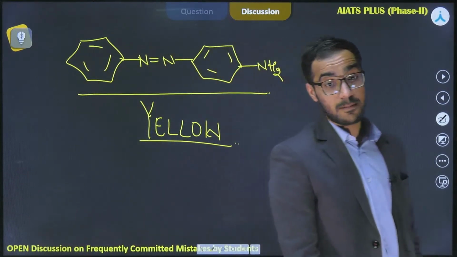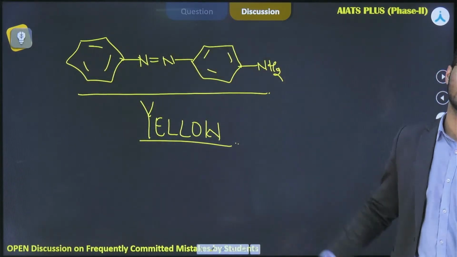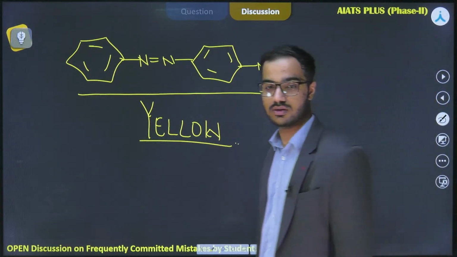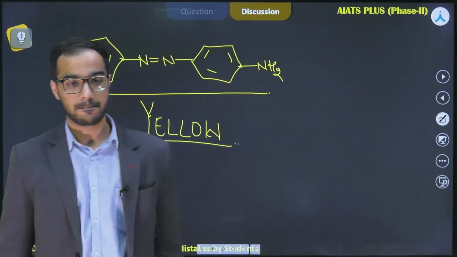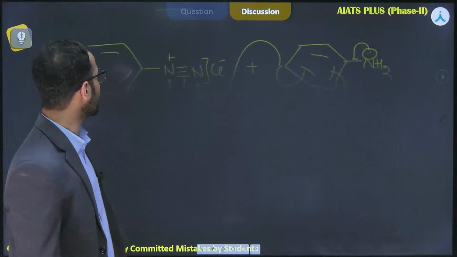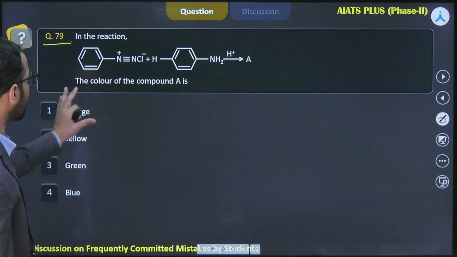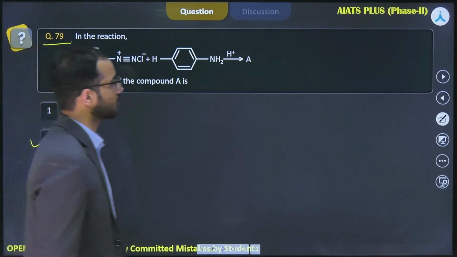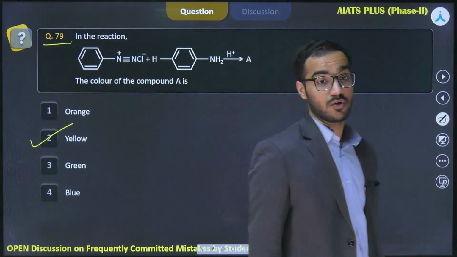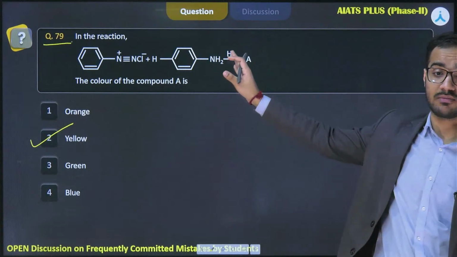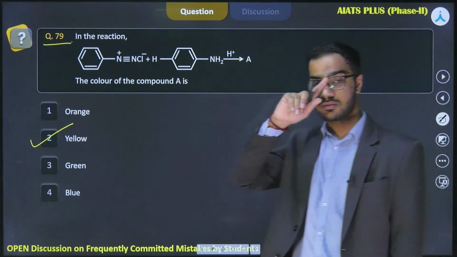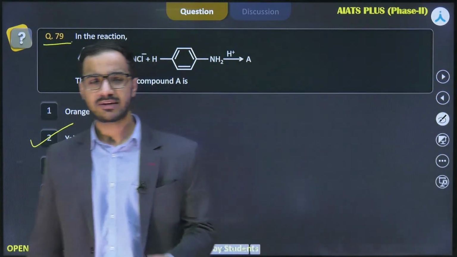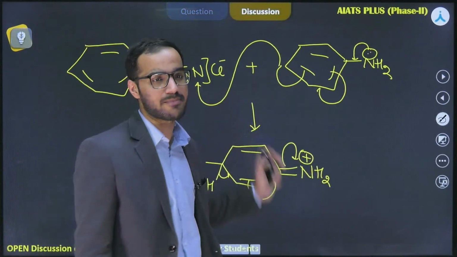The color of this compound, or we can say this dye, is yellow in color. Is it clear? Okay, the color of this compound is yellow. And always remember, you are taking an acidic medium here. So let me discuss some more questions in the same approach.